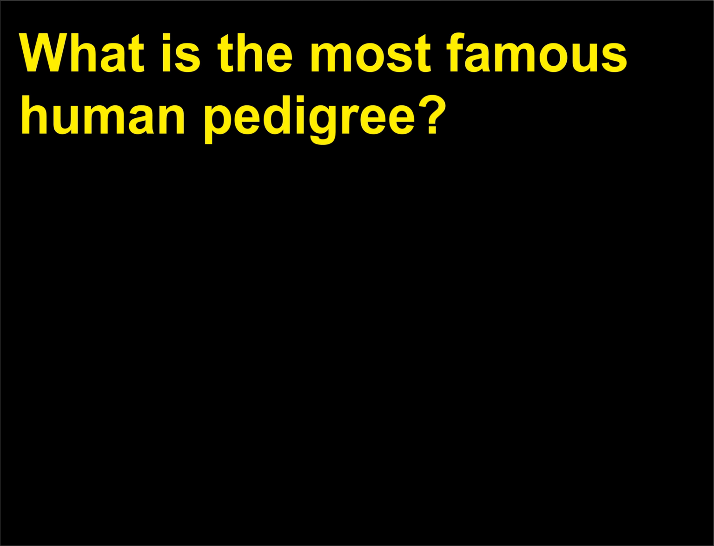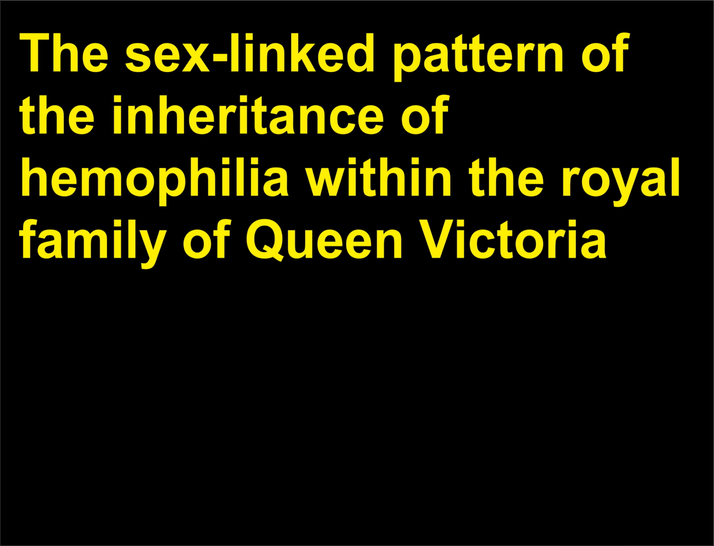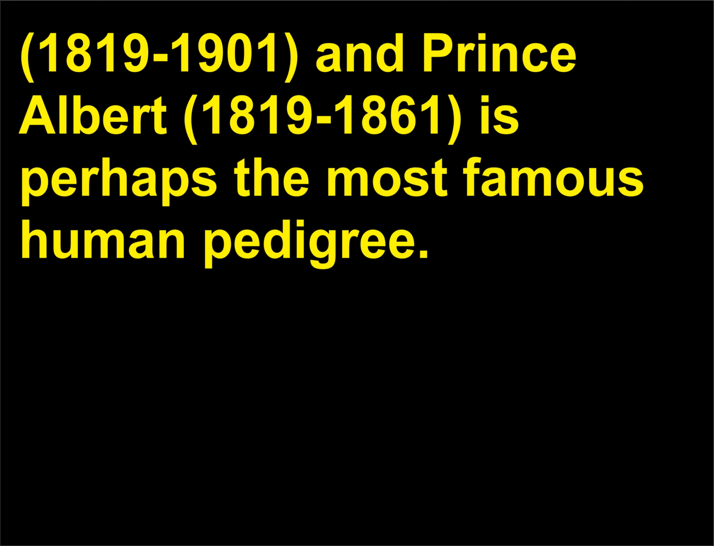What is the most famous human pedigree? The sex-linked pattern of the inheritance of hemophilia within the royal family of Queen Victoria (1819 to 1901) and Prince Albert (1819 to 1861) is perhaps the most famous human pedigree.